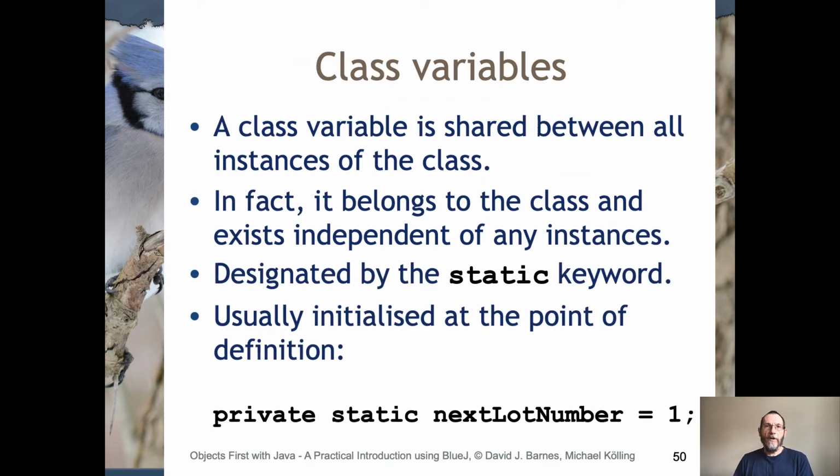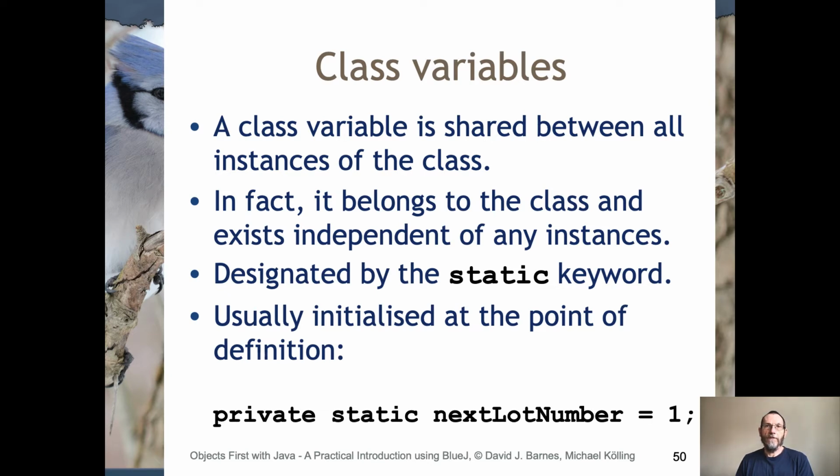In contrast, the kind of variables we want to talk about now are called class variables, and the idea is that rather than belonging to individual instances, class variables belong to the class. In other words, a single variable is shared amongst all instances of that class. And in fact, class variables exist independent of any instances. So a class variable can exist even if we haven't defined any instances of the class that contains it. We recognize a class variable because it has the word static in its declaration.